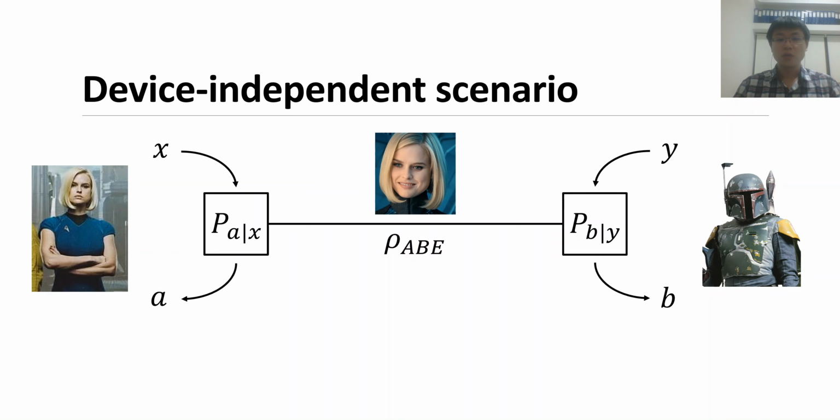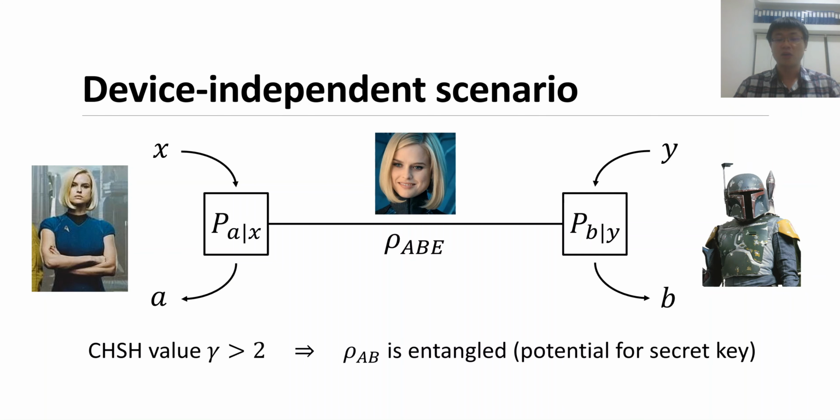For the purpose of this work, we will focus on situations where the Bell inequality being measured is the CHSH inequality. So this is the one that was studied in the original E91 protocol, for instance. And the underlying idea is essentially that if the observed CHSH value is larger than the classical value of 2, then we can conclude that the state shared by Alice and Bob is entangled. So there is at least some potential for generating a secret key, even though this is not a completely sufficient condition.